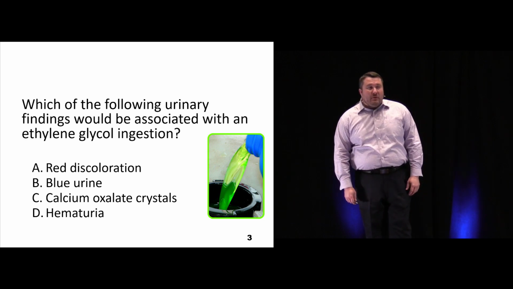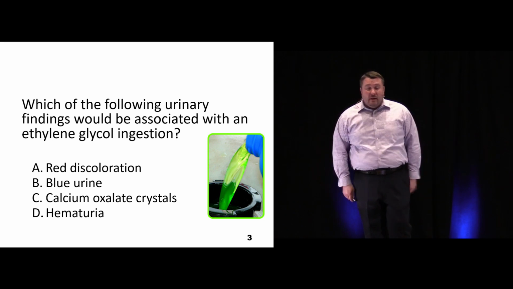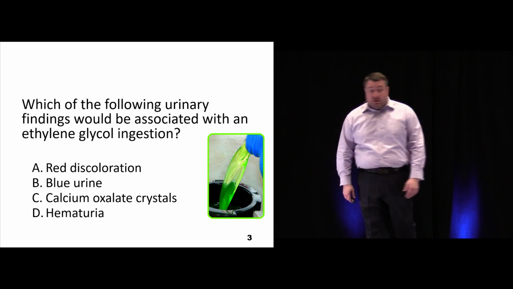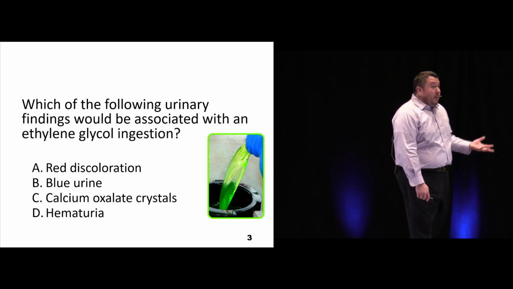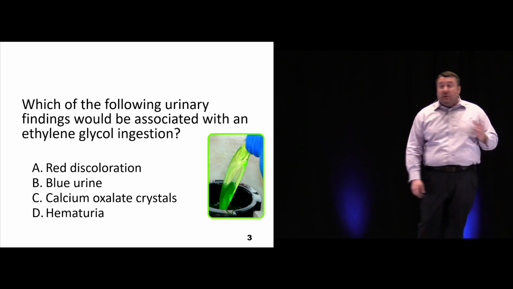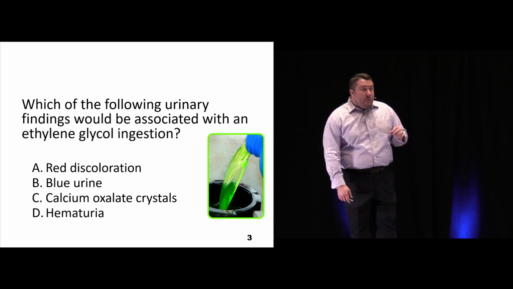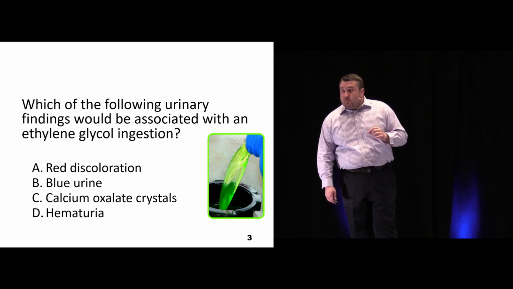What might we see in the patient who ingested ethylene glycol? We're going to see calcium oxalate crystals, yes. So one of the things we have to worry about with ethylene glycol ingestion is it turns into oxalic acid, which forms significant crystal formation and can lead to renal failure. That's one of the downsides we have to worry about.